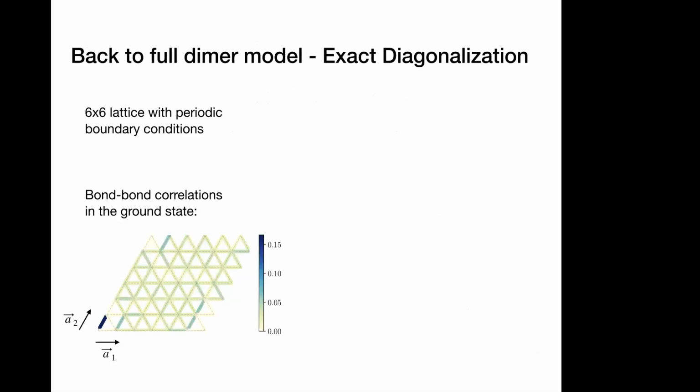Now again, going back to our dimer model with all the additional terms going to higher orders in X, we can do an exact diagonalization study. And we go up to systems of size 6 by 6. Obtaining the ground states and trying to understand what the ground state is, we look at the bond-bond correlations, with respect to this bond.